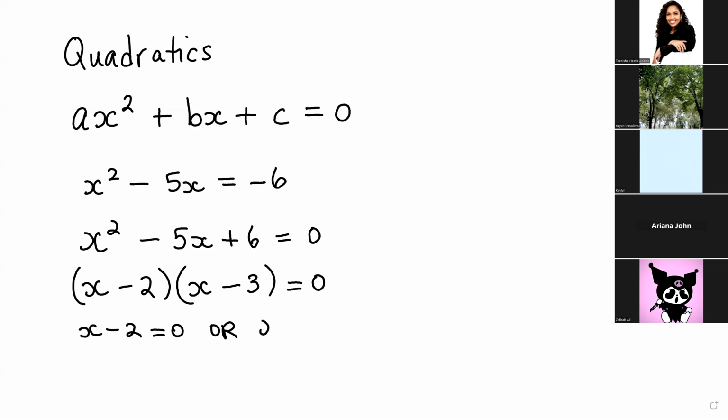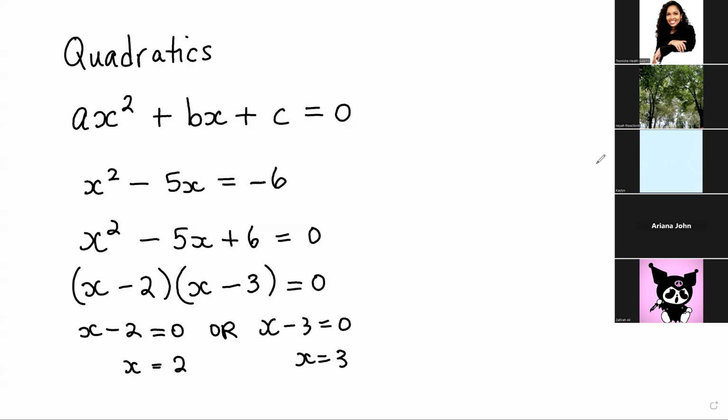And then you just solve algebraically, right? So remember, if x minus 2 is equal to 0, well, x has to be 2. Or you could just move -2 to the other side, and since it's minus, it'll become plus. 0 plus 2 is 2. Similarly, x minus 3 is equal to 0. That means x is equal to 3. And those are your two solutions to the quadratic.